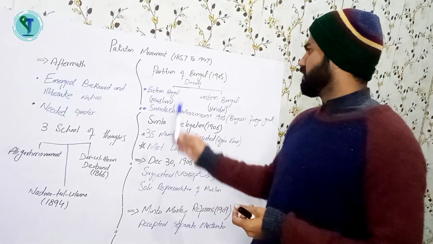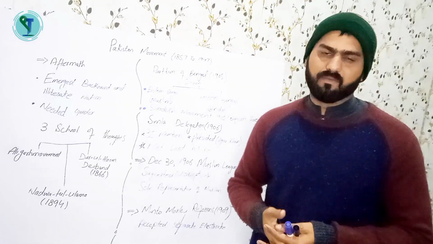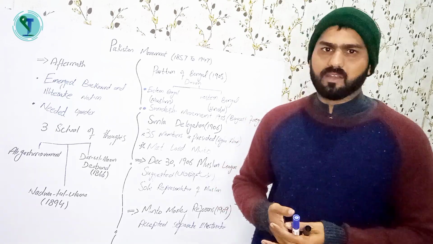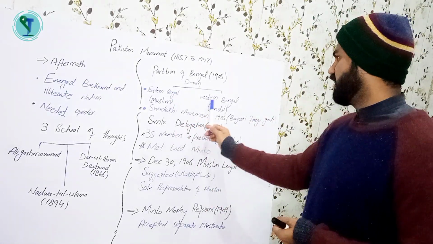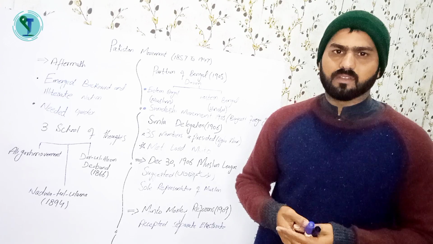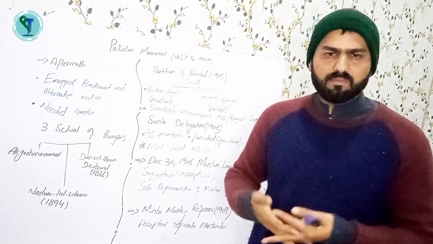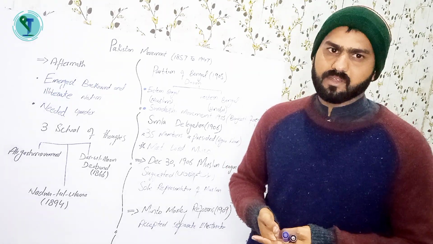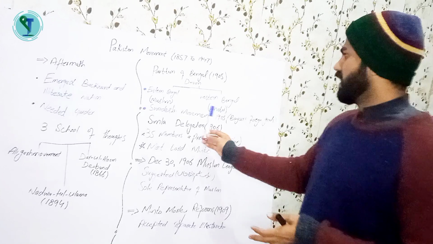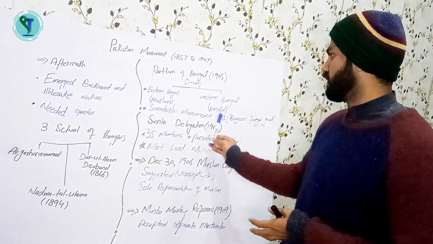Then, a significant event came: the Partition of Bengal in 1905. In 1905, Lord Curzon divided Bengal into Eastern Bengal and Western Bengal. Eastern Bengal was a Muslim majority area and Western Bengal was a Hindu majority area. The main reason for dividing Bengal was administrative. Therefore, the British divided Bengal. Then, after the partition of Bengal, Hindus opposed it and started the Swadeshi movement in 1905.